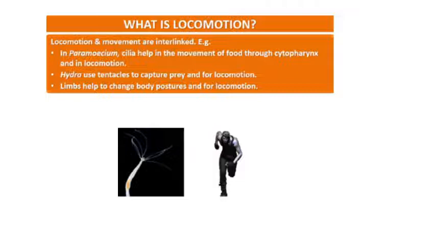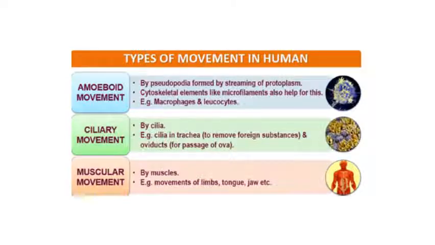Like in paramecium, cilia help in the movement of food through the cytopharynx and in locomotion. Hydra uses its tentacles to capture its prey and for locomotion. Limbs help to change the body posture and for locomotion.